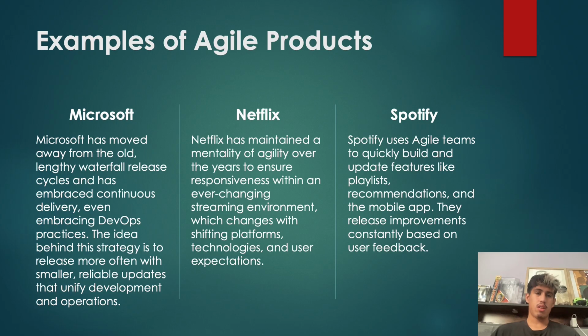Netflix has maintained a mentality of agility over the years to ensure responsiveness within an ever-changing streaming environment, with shifting platforms, technologies, and user expectations. The final one would be Spotify. Spotify uses agile teams to quickly build and update features like playlists, recommendations, and anything else in the mobile app. They release improvements constantly based on user feedback.